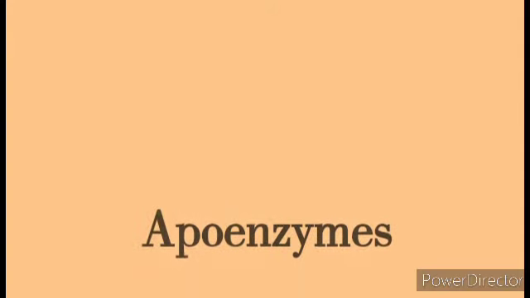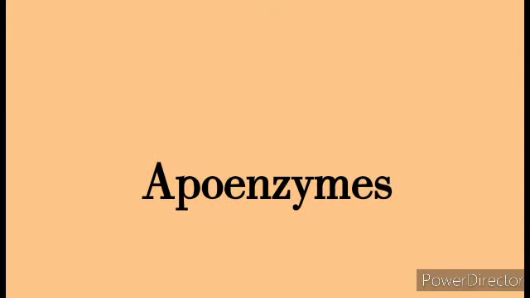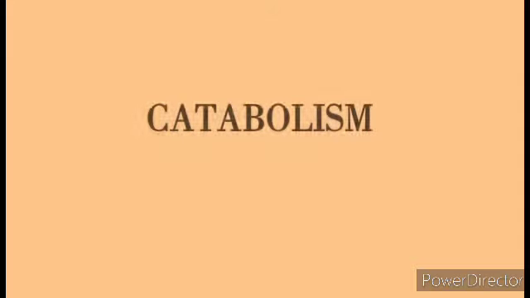Apoenzymes are those that cannot catalyze a chemical reaction on their own. That is why they must link with a cofactor to be able to catalyze. Catabolism refers to the catabolic reactions which occur in a cell. It is the breaking down of large molecules into smaller molecules. It requires the breaking of bonds. When chemical bonds are broken, energy is released. So catabolism is the major source of energy.